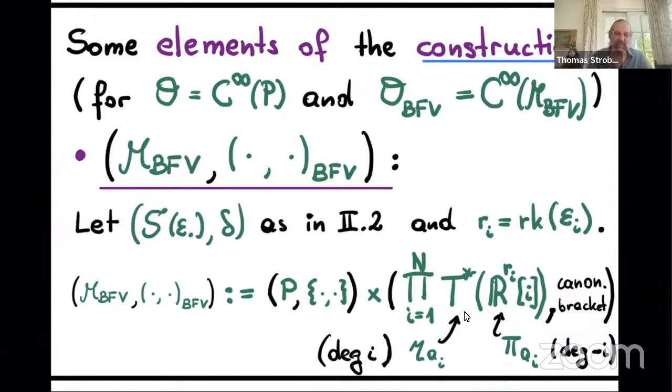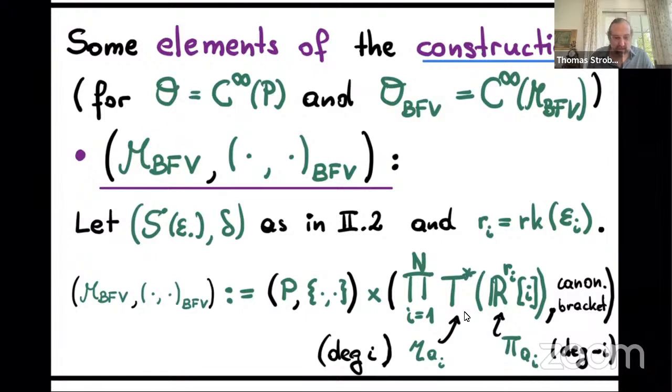Okay, so let me just explain a little bit of this construction, how you get this BFV description. I will just do it in the case where you have a Poisson manifold P. So just in this setting we had before, at least there the theorem is for sure true, but I think it should be true more generally.